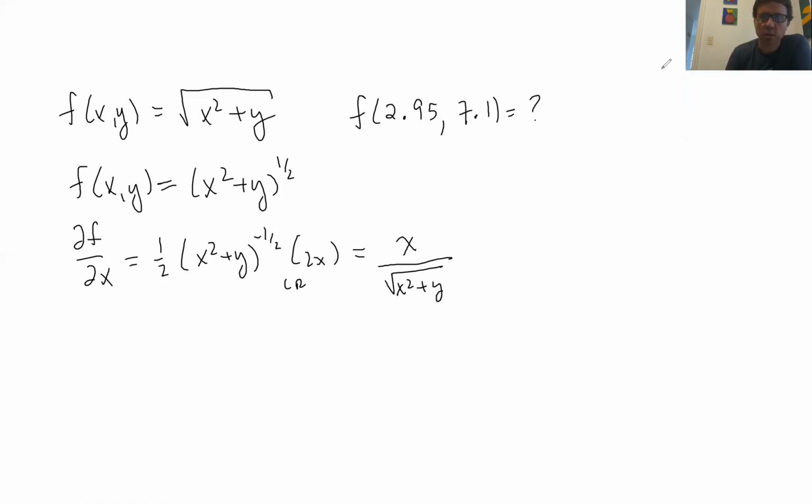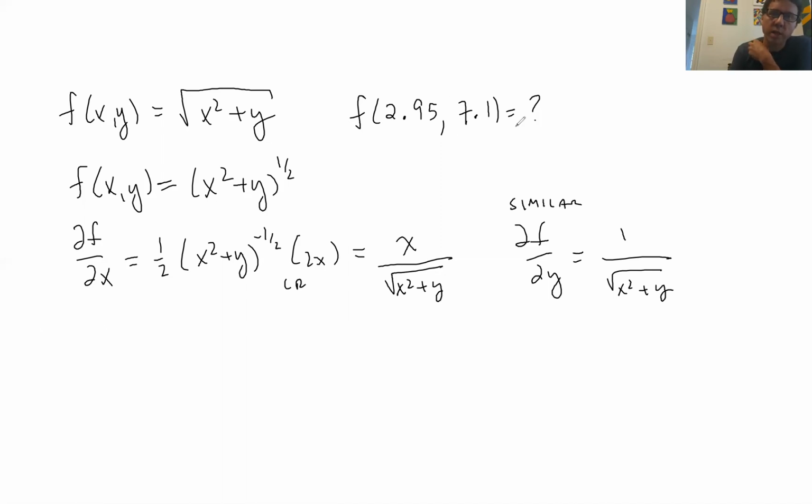Similarly, the y derivative, df/dy, you do the exact same thing, except you think of x squared as being constant. So you'll get 1/2 (x squared plus y) to the negative 1/2. Then you multiply by the derivative of the inside, but now it's 1. So this is similar. We get 1 over the square root of x squared plus y.